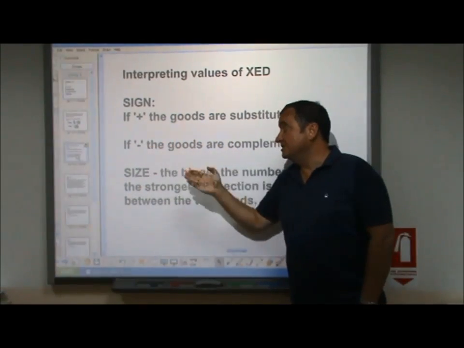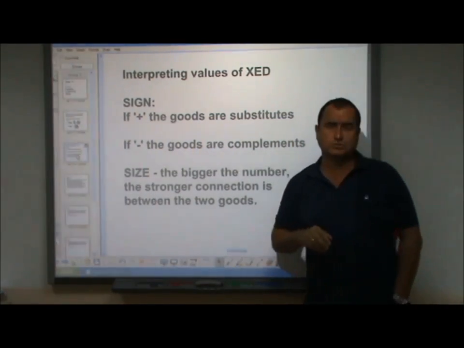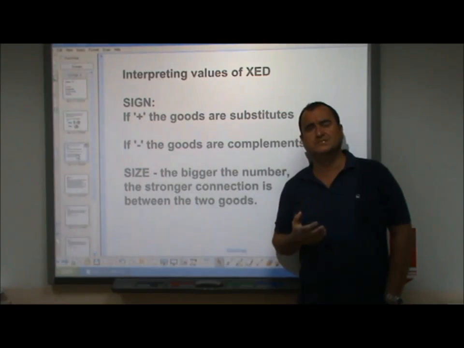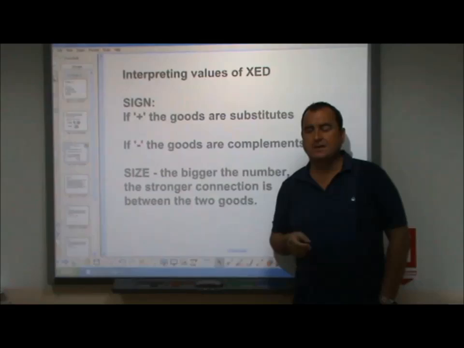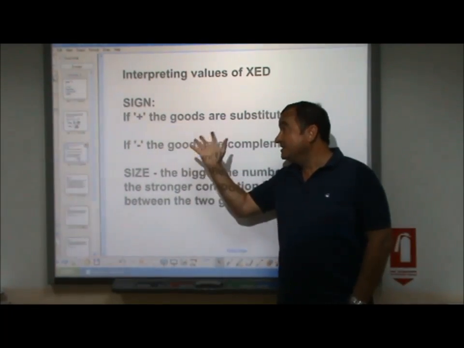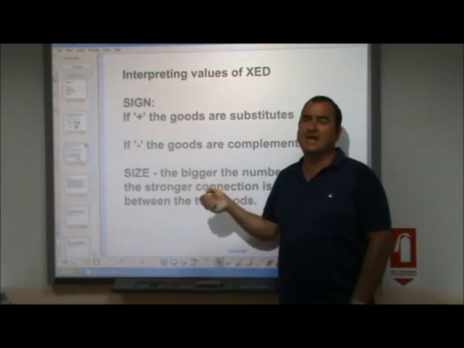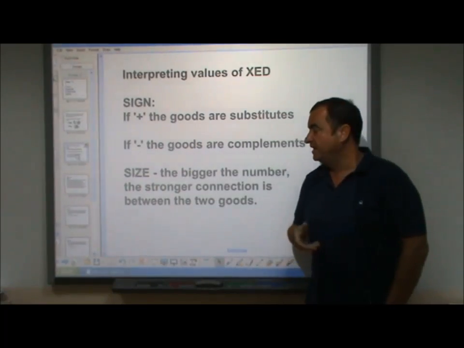But if the calculation turns out to be negative, give a negative value, then we say the goods are complements to each other. Goods which are bought together are complements. They are in joint demand. Perhaps an example might be coffee and sugar. Salt and pepper, perhaps. So, first thing to look at is the sign. Is it positive, is it negative? That will tell us whether the goods are complements or substitutes.